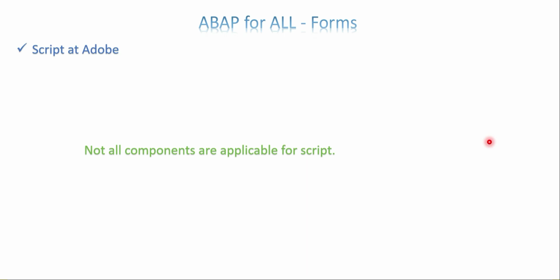Not all Adobe components are applicable for a script. There are some restrictions. So how can we know? It's very simple. Once you have a component, put the cursor on it, like click on it. The script editor is enabled if it is applicable. Otherwise, it won't be enabled. So if the script editor is not enabled, you can understand that on this component, we are not able to write any script.